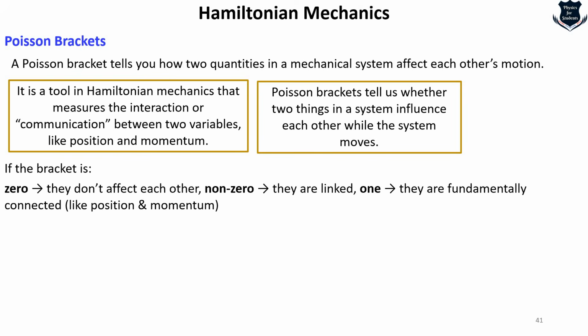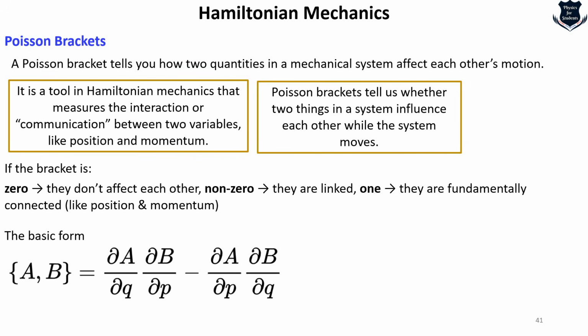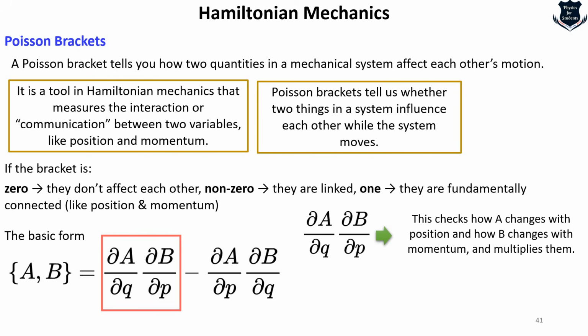Now, if I take, for example, this basic form of the Poisson bracket, I take out the left hand side. It is simple. It tells how A changes with position and how B changes with momentum, and then they get multiplied.